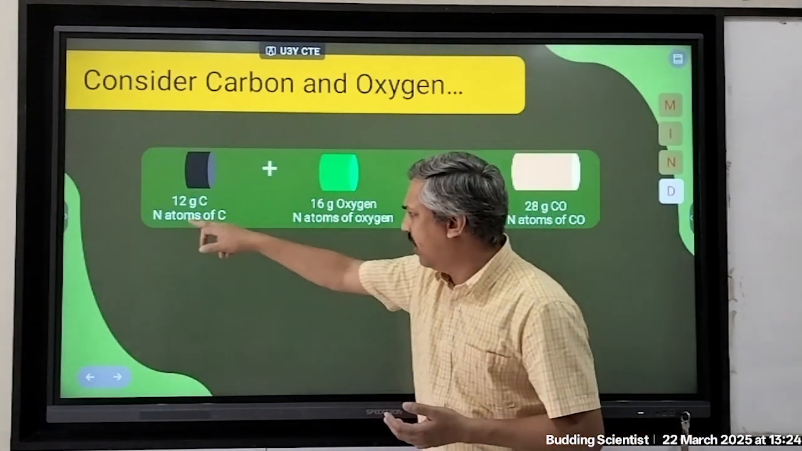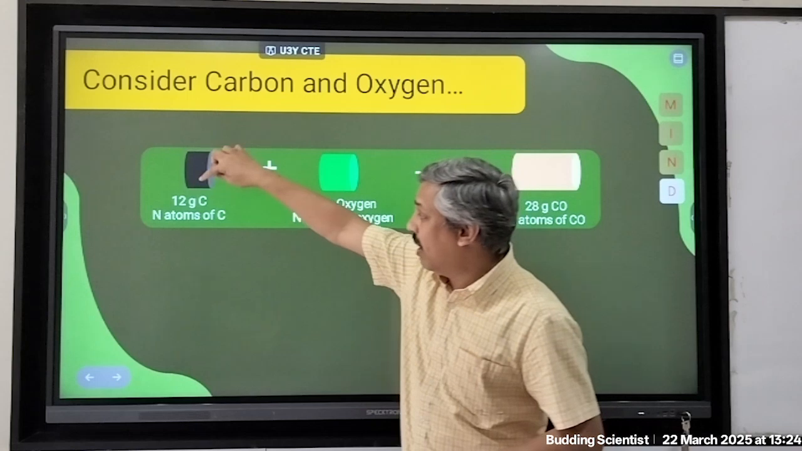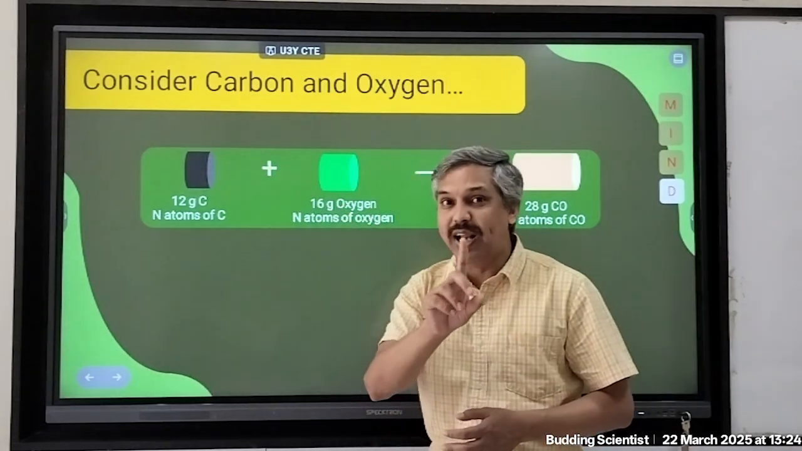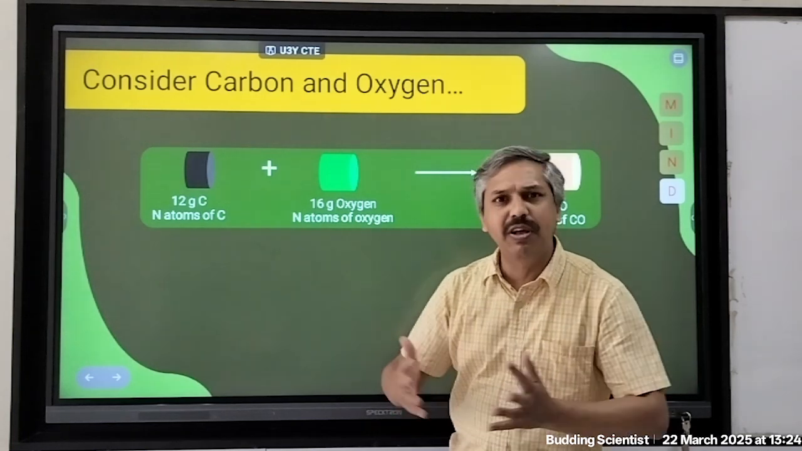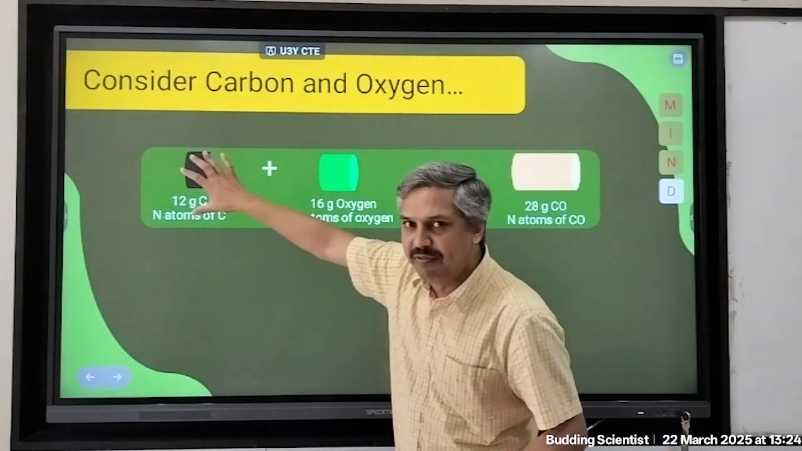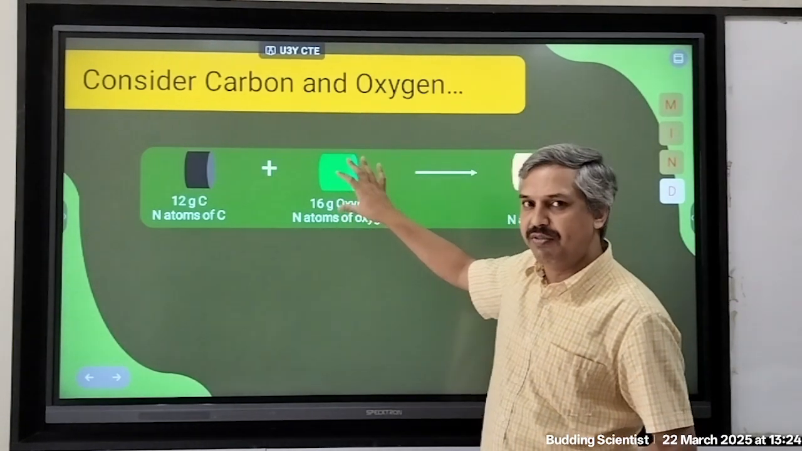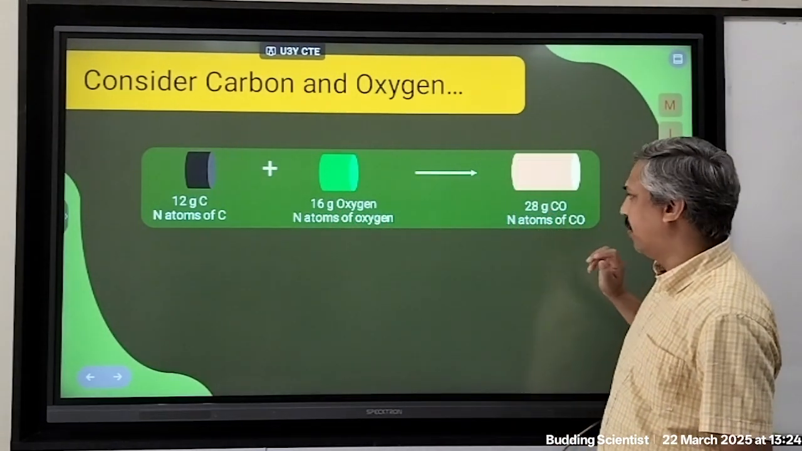Why, if the number of atoms is n and n in both cases, are the masses different? Because one atom's mass of carbon and one atom's mass of oxygen will not be the same, they will be different. So the masses of n atoms will be different. These two can be added, we get 28 grams of carbon monoxide.